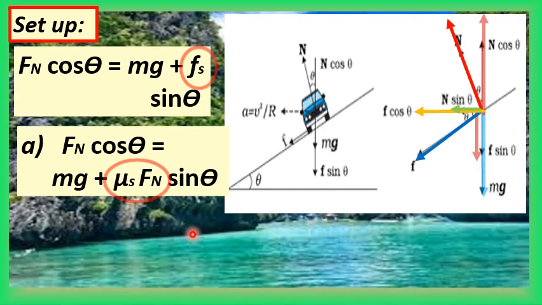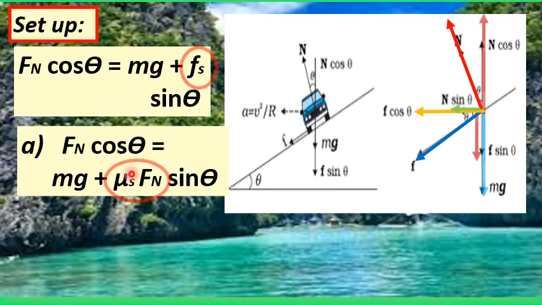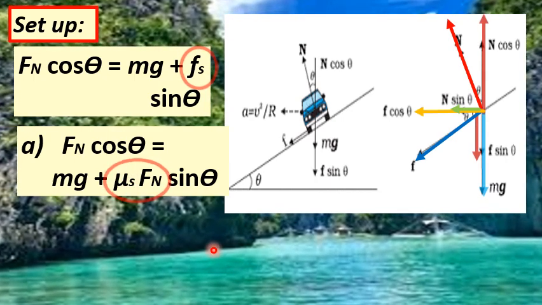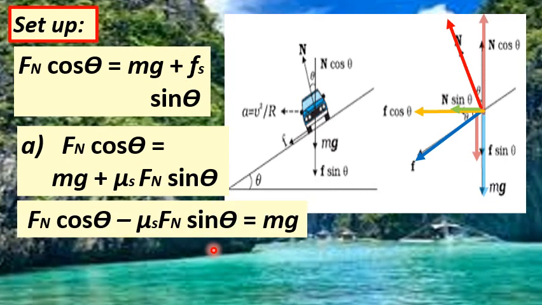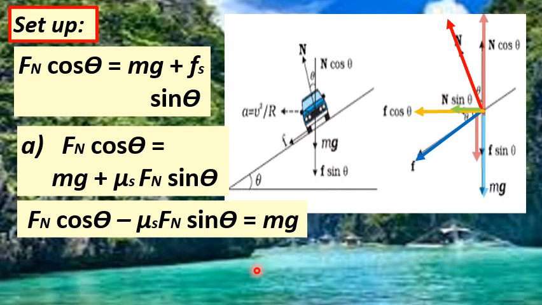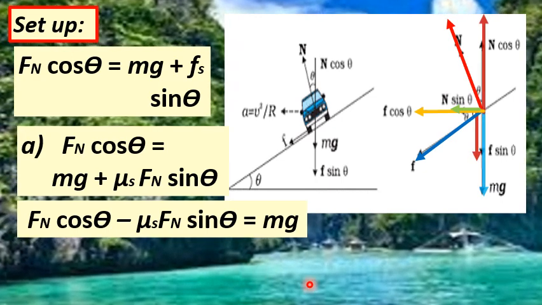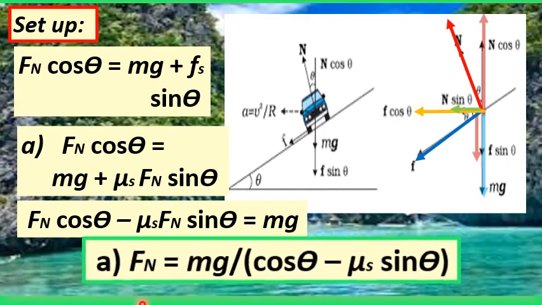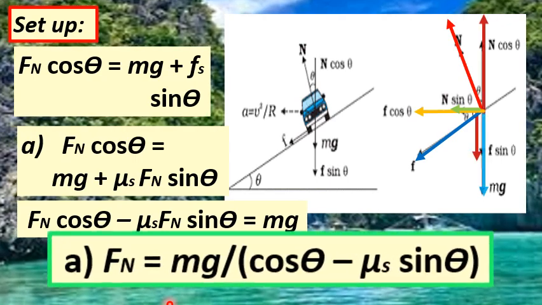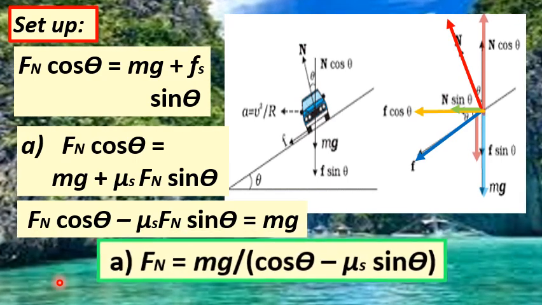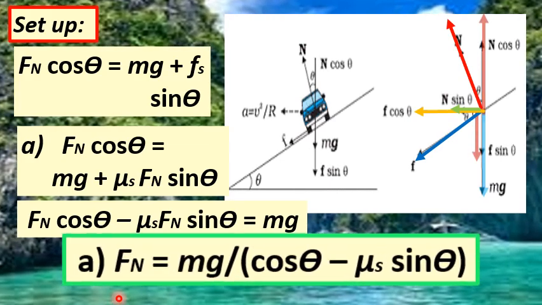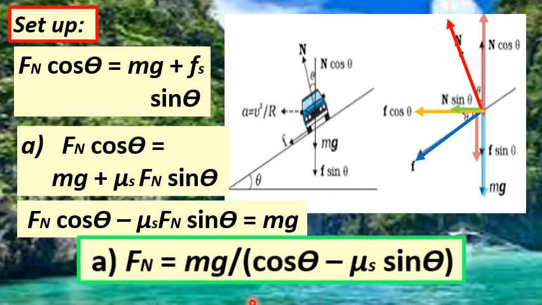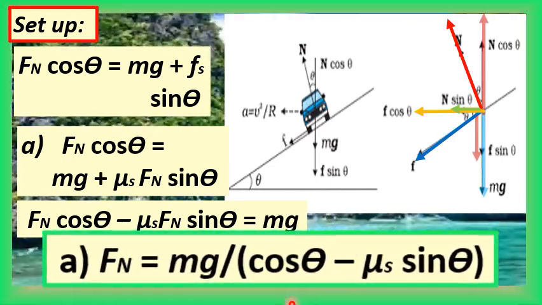So transposing this mu sub s times F normal to the left side of the equation and factoring out the normal force, we get its working formula. The working formula for F normal is just equal to the weight mg divided by cosine of the angle theta minus the product of the coefficient of static friction mu s multiplied by the sine of the angle theta.